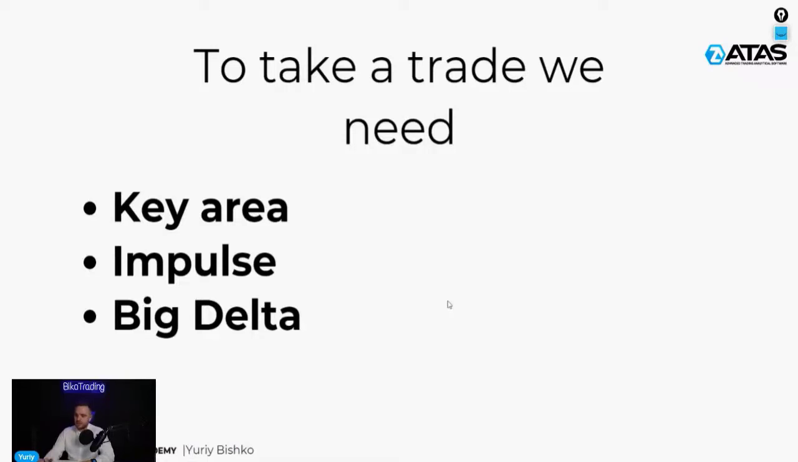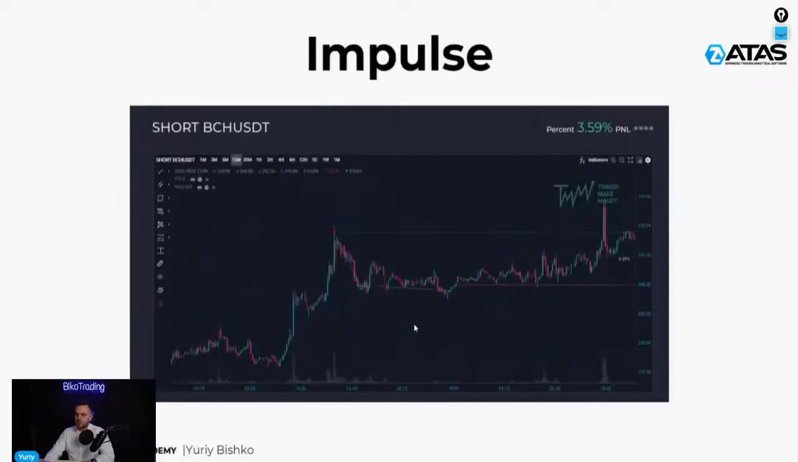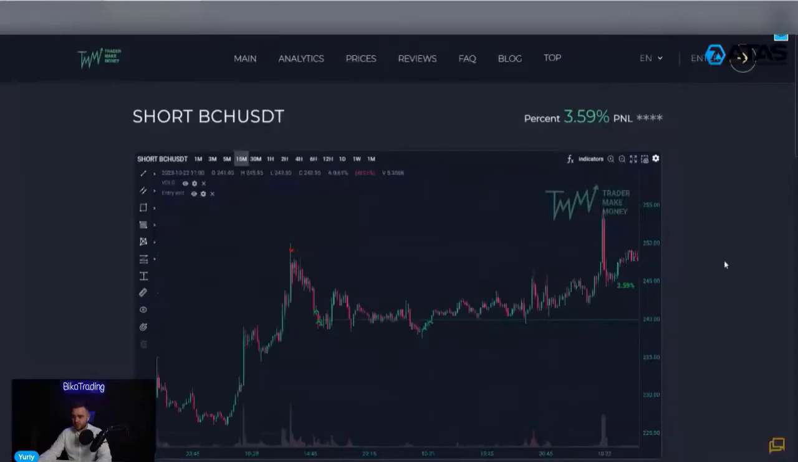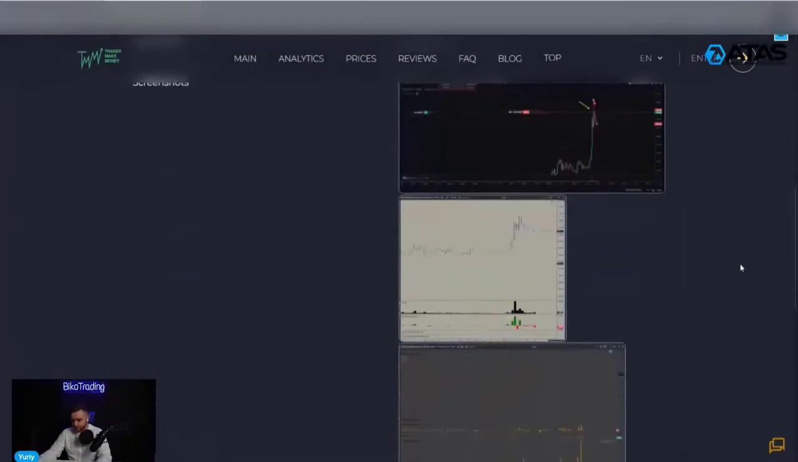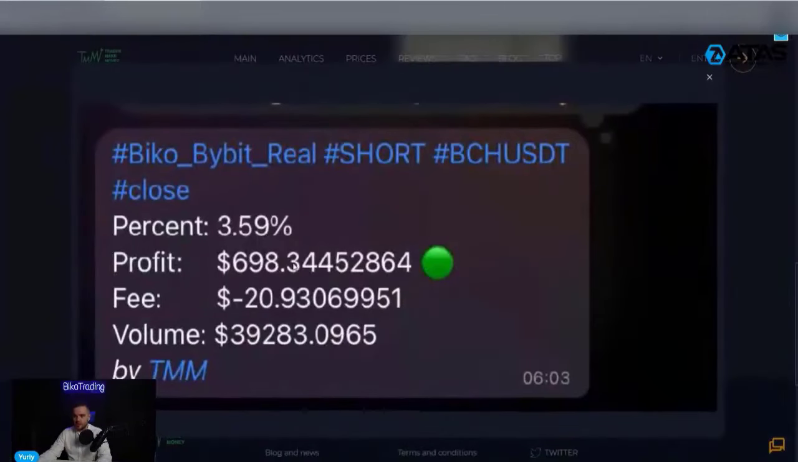When we trade this pattern, we need three major things to trade it. It is key area, impulse, and big Delta. We will dive deeply into each of these topics within a few minutes. I just want to show you an example of how this played out. It will be an example of my trades. I will use a special statistics service, but I will show you how we exactly took trades.